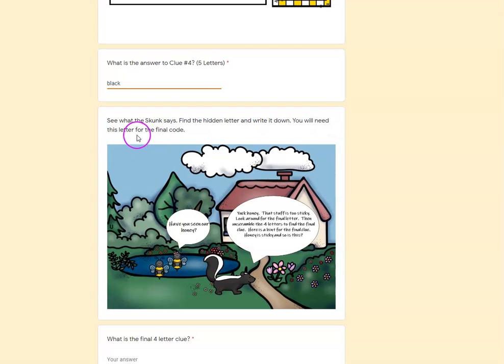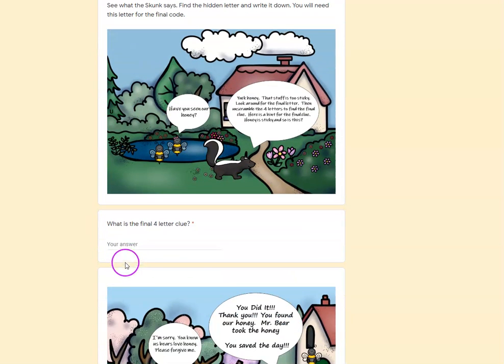Now it says, see what the skunk says, find the hidden letter and write it down. You will need this letter for the final code. The bees are saying, have you seen our honey? The skunk says, yuck, honey, that stuff is too sticky. Look around for the final letter. Then unscramble the 4 letters to find the final clue. Here is a hint for the final clue. Honey is sticky, and so is this. And our next final letter is U.